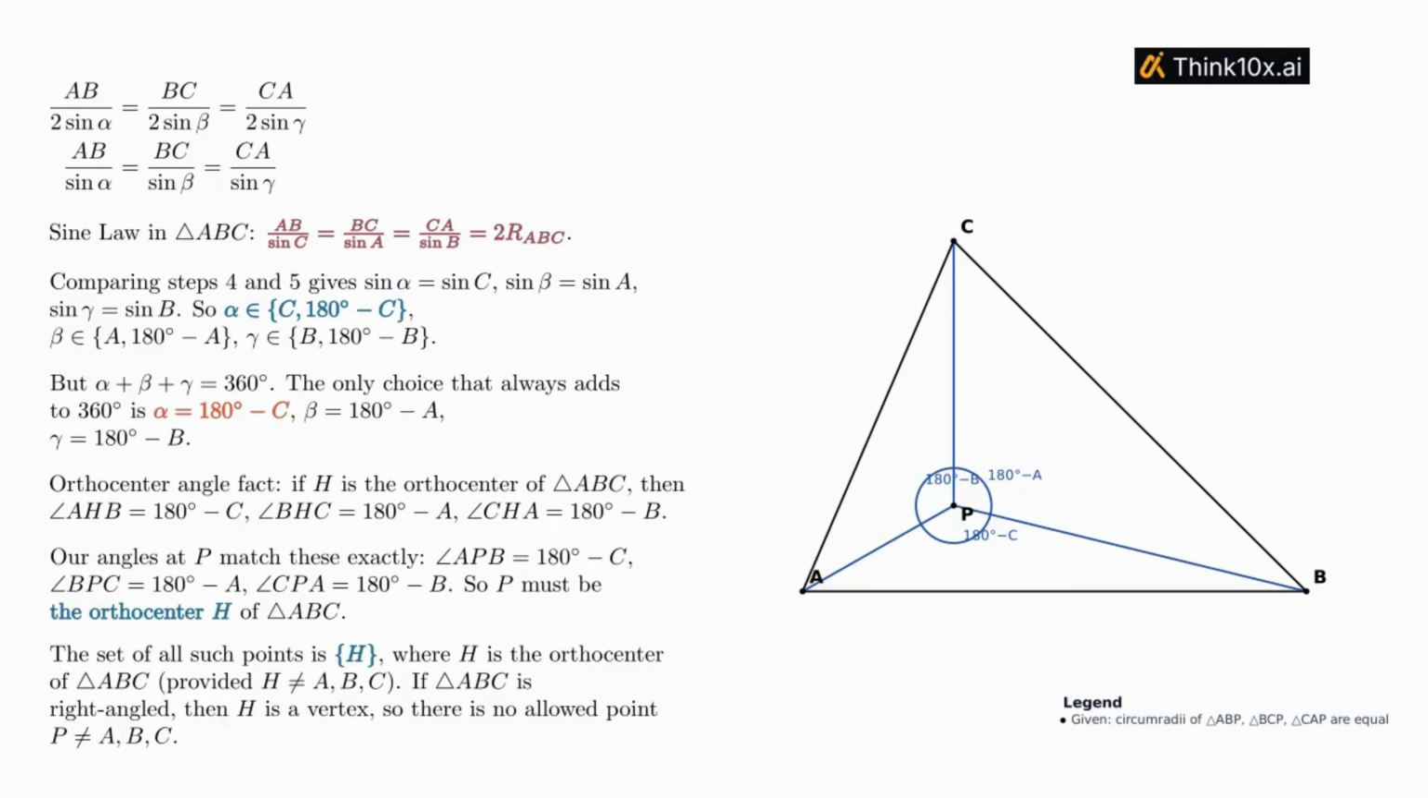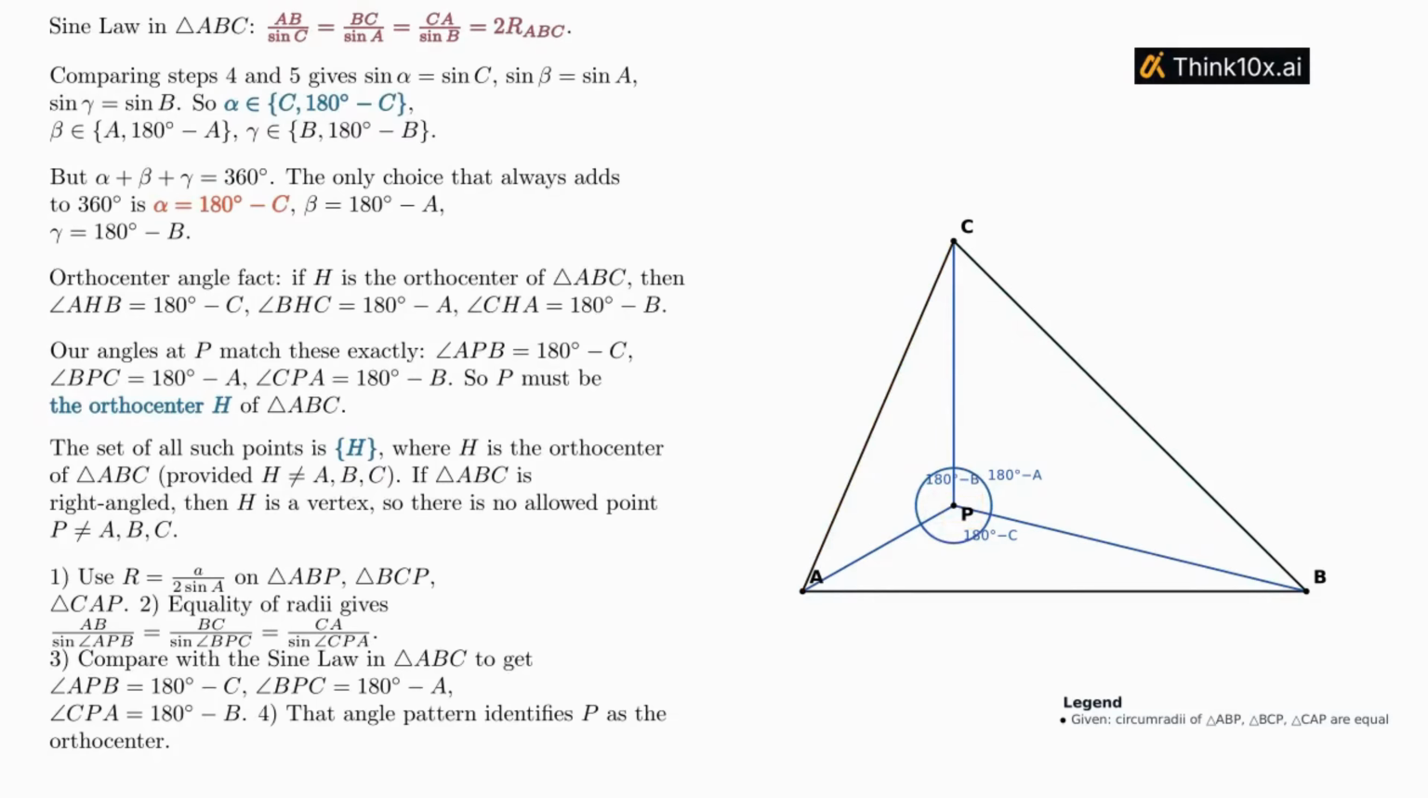The locus is a single point, the orthocenter. We used the extended law of sines to rewrite equal circumradii as equal side over sine ratios involving angles at P. Then we compared those ratios to the sine law in triangle ABC, which forced each angle at P to be the supplement of the corresponding angle of triangle ABC. That exact angle pattern identifies P as the orthocenter, so the locus is just that one point.